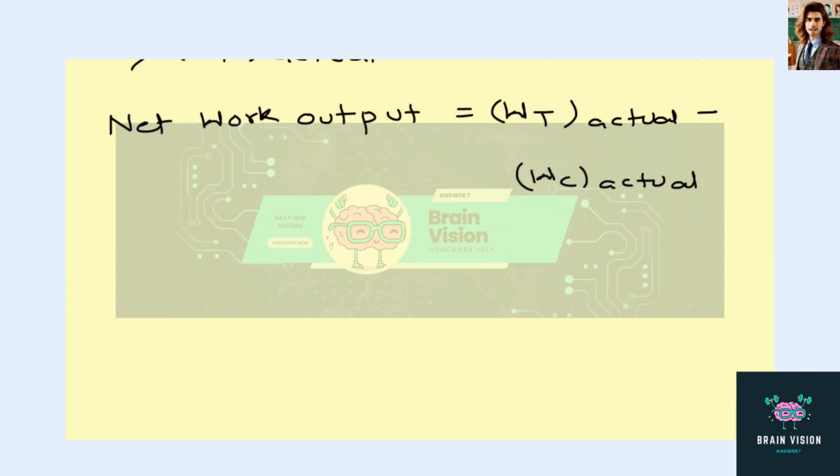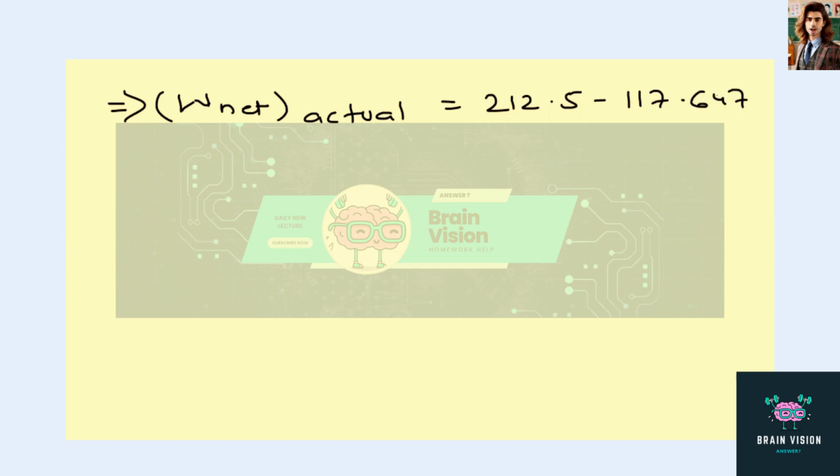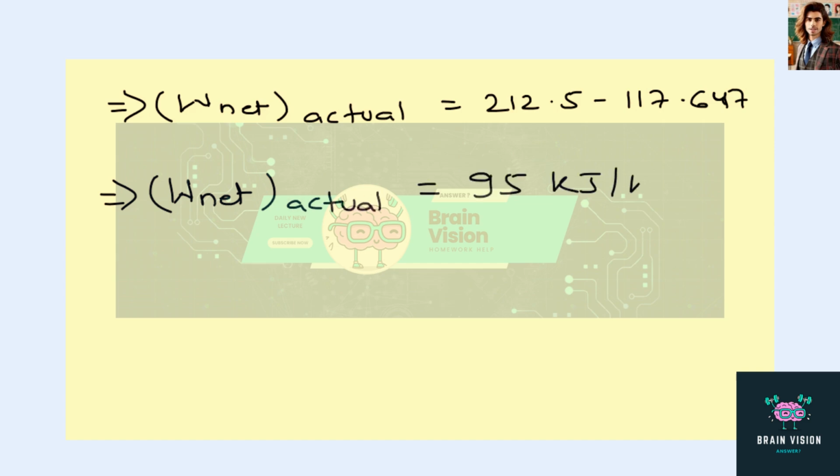Now network output is equal to WT actual minus WC actual. So I am just putting the calculated value here in this equation. So we can write W net actual is equal to 212.5 minus 117.647. So on calculating this, we will get W net actual is equal to 95 kilojoule per kg. So option B is correct solution.